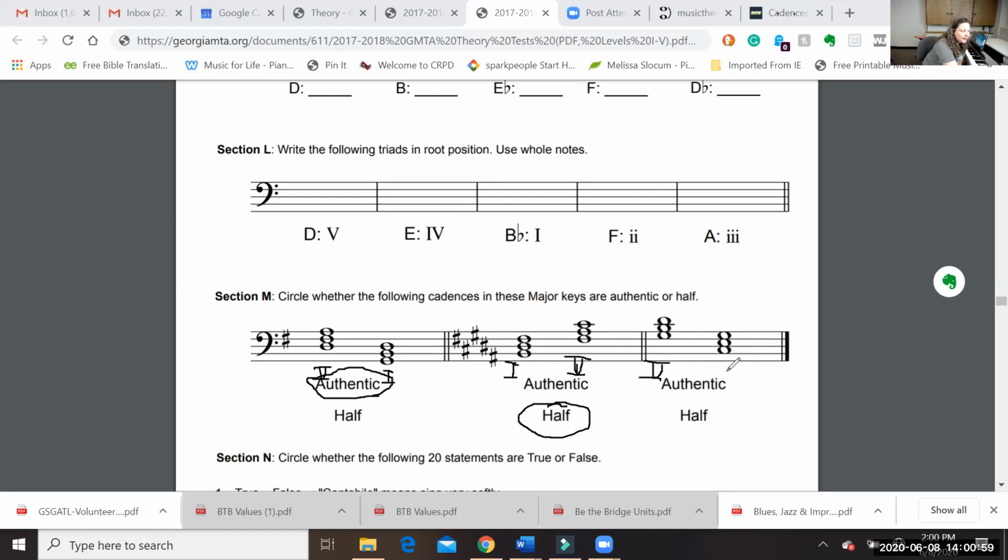Okay, what is my next chord? C major. So we're going from the 5 chord to the 1 chord, because again, we are in C major. And again, if we go from a 5 to a 1, it has to be an authentic cadence. Okay?